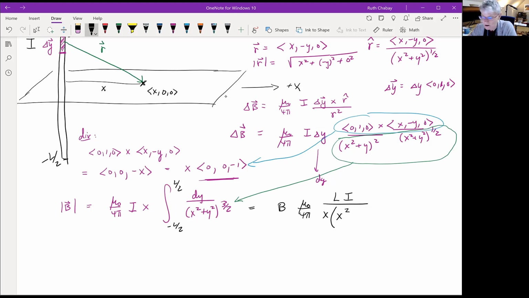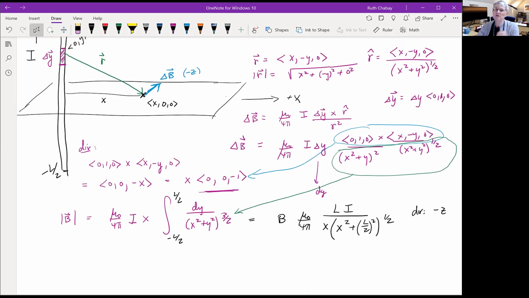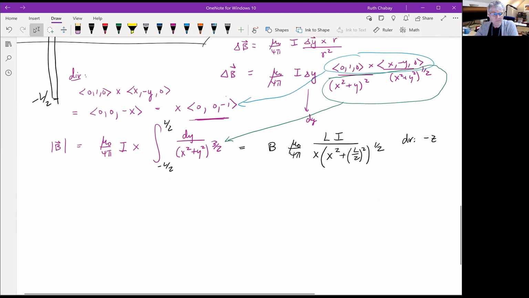So we have x squared plus L over 2 squared to the 1/2, and the direction is minus z, which we got from the cross product. So we can draw our little delta B in the minus z direction. A key thing to note here is that every piece of the wire gives us a delta B in the same direction. It doesn't have the same magnitude, but it is in the same direction. That made our integral much easier.